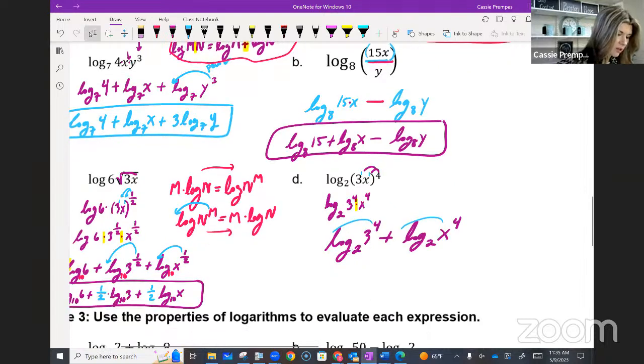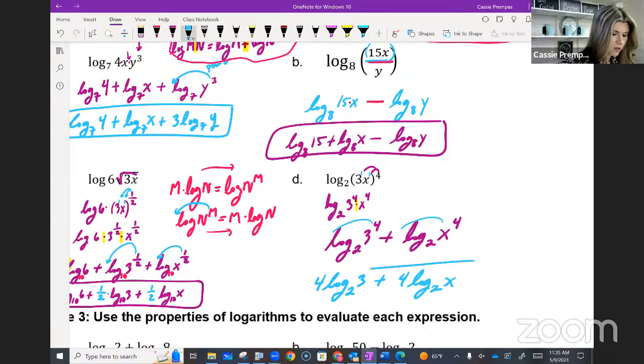Take the 4's out front. So your final answer would be 4 times log base 2 of 3 plus 4 times log base 2 of x.